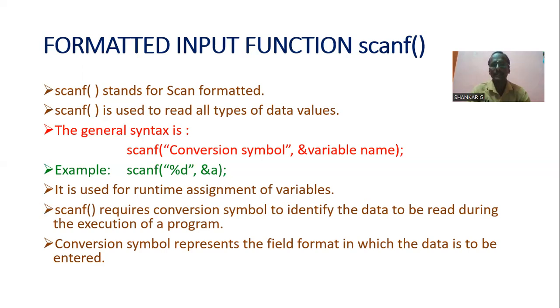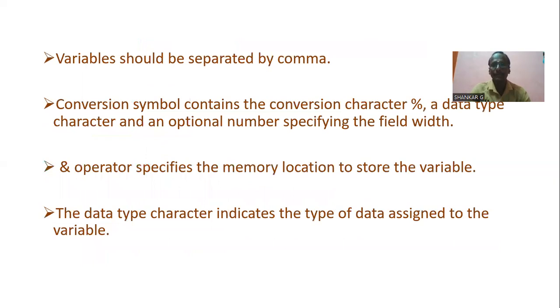So many format specifiers are there in C. The conversion symbol represents the field format in which the data is to be entered. Variables should be separated by commas, and the conversion symbol contains the conversion character %. So whatever conversion characters you are using, if you are using three format specifiers or conversion symbols, each must be preceded with the percentage symbol, a data type character, and an optional number specifying the field width.